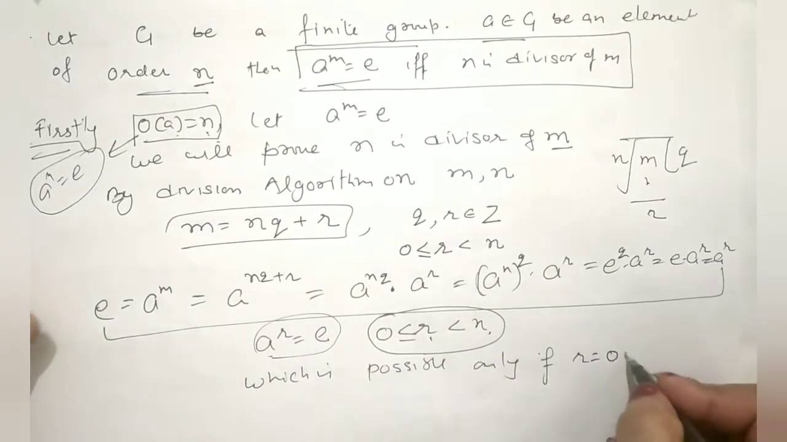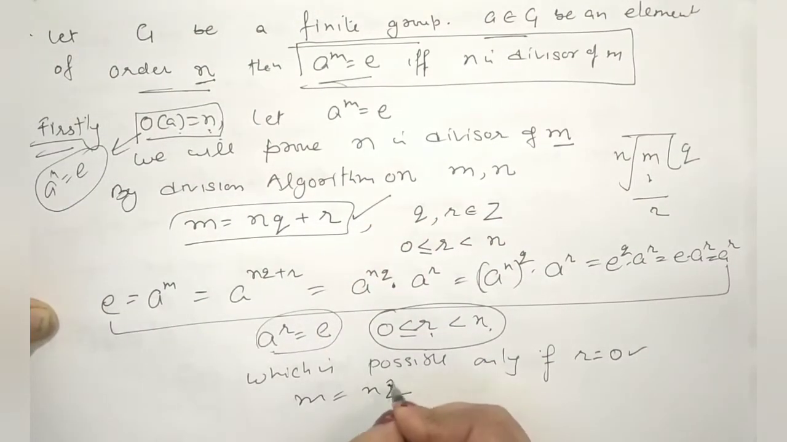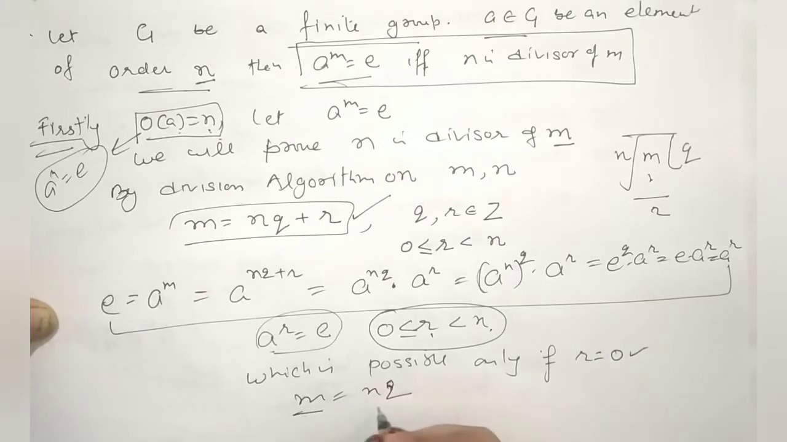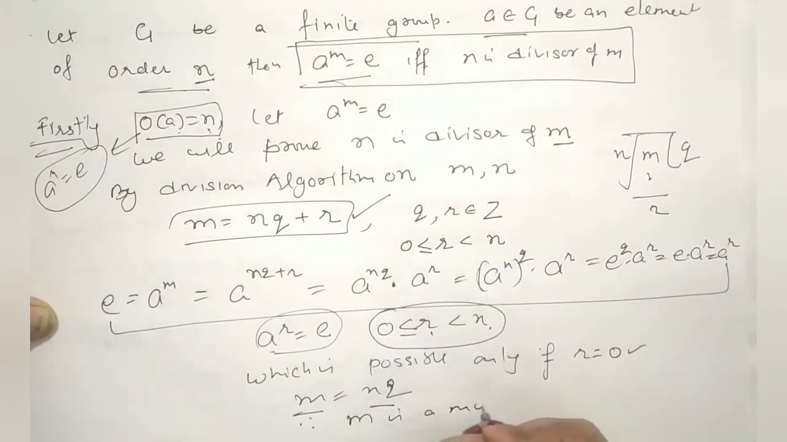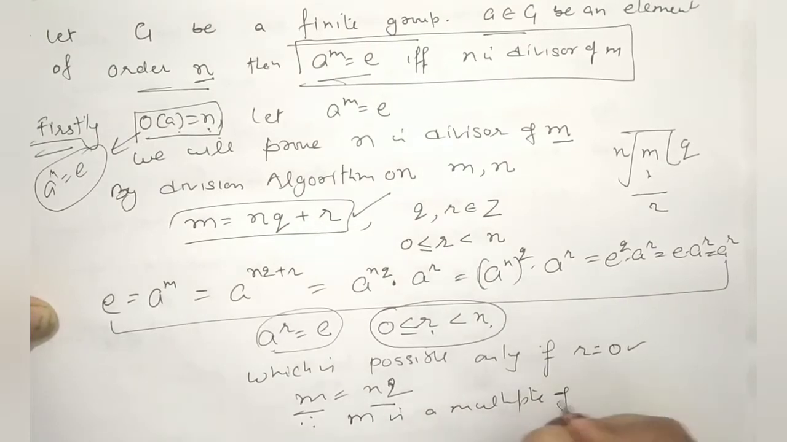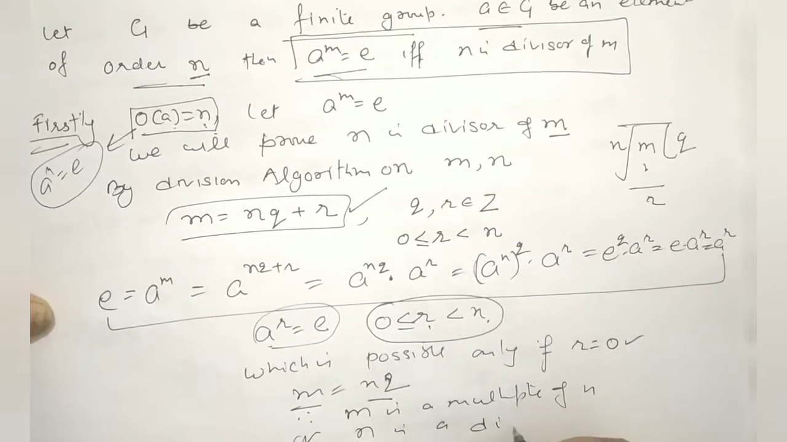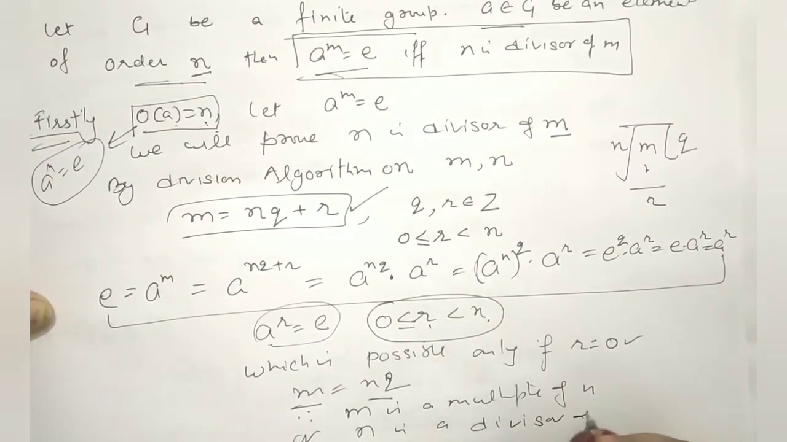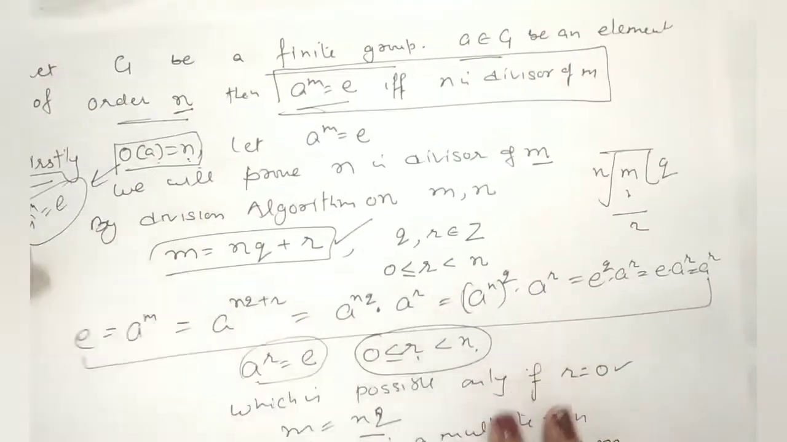If r is 0, then putting it here, m is equal to nq. What does it give us? m is a multiple of n, or we can say that n is a divisor of m. Therefore, m is a multiple of n, or n is a divisor of m. This proves the first part of the theorem.